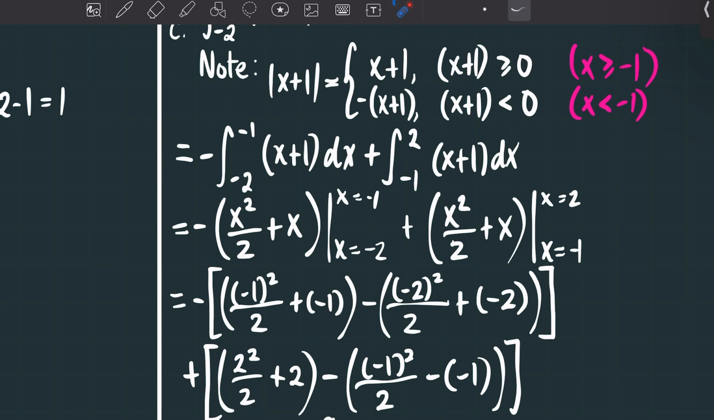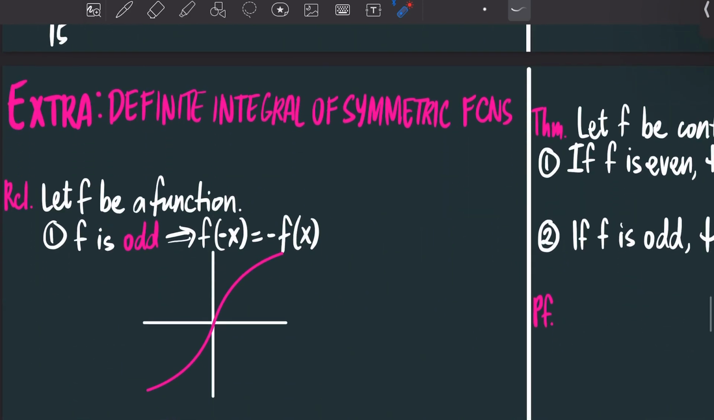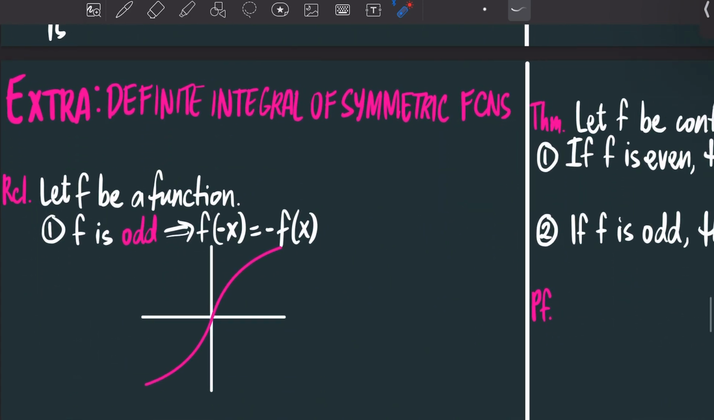By this time, na-cover na natin lahat ng dapat i-cover based dun sa modules. However, just like what I told you sa discussion classes, magdadagdag ako ng extra na lesson. So, that's the definite integrals of symmetric functions. So, before we go to the actual integration, let's recall first yung mga ating symmetric functions.